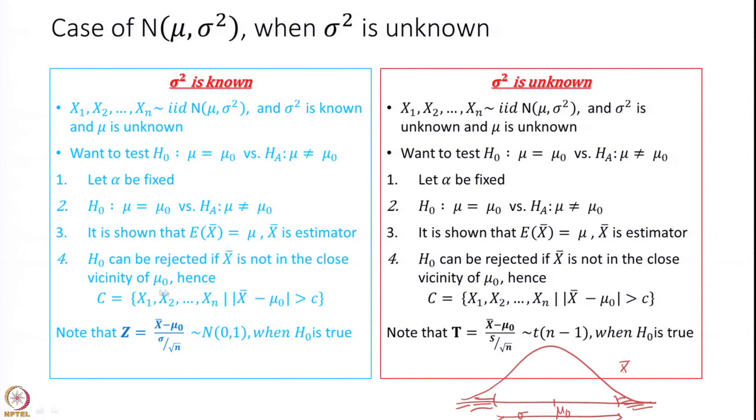Just as we did, we neutralized, we removed the units and we brought a test statistic to a level which had a distribution without any unknown parameters. So here also what we find is a T which is equal to x bar minus mu 0, instead of sigma we have a sample standard deviation divided by square root n, and we know that under normality this is distributed as T n minus 1. It is a T distribution with n minus 1 degrees of freedom when H naught is true.